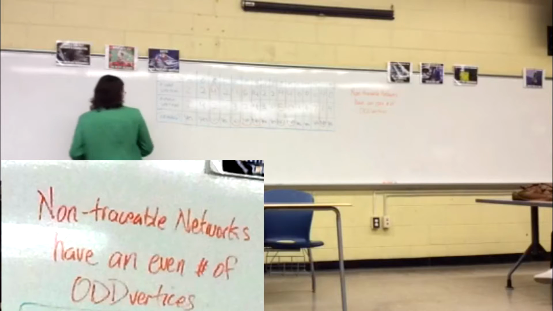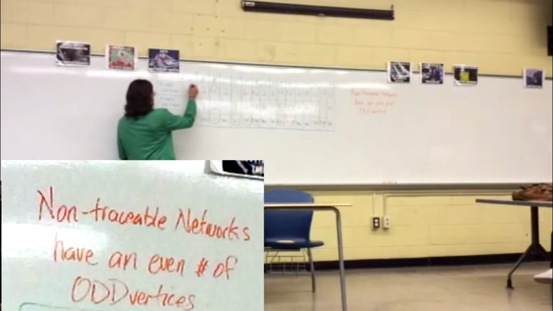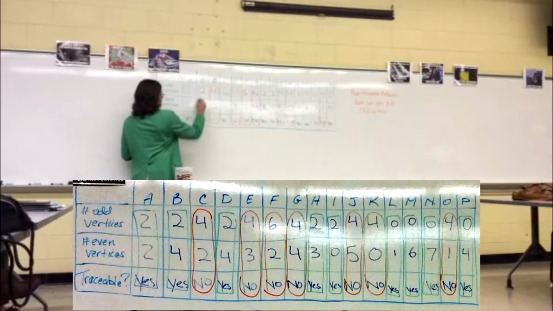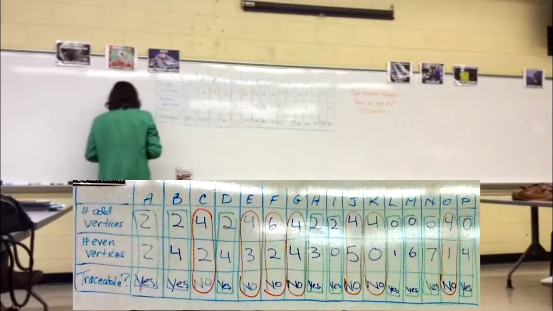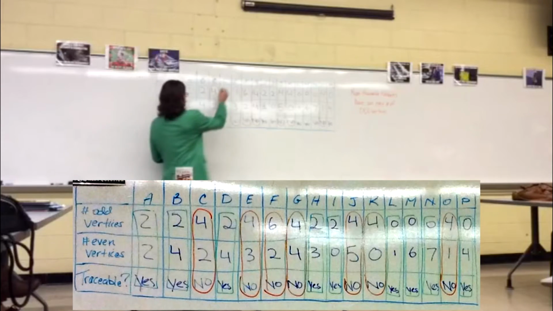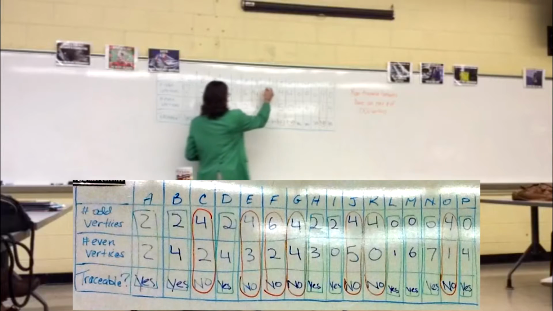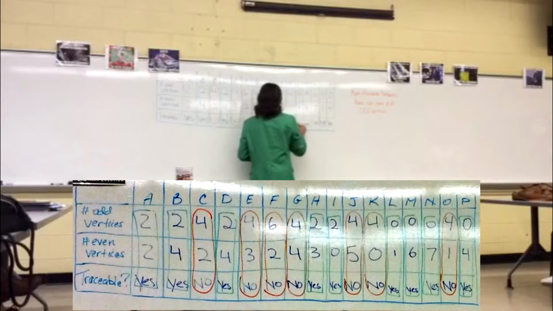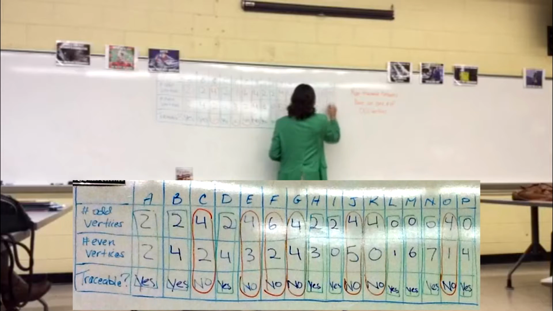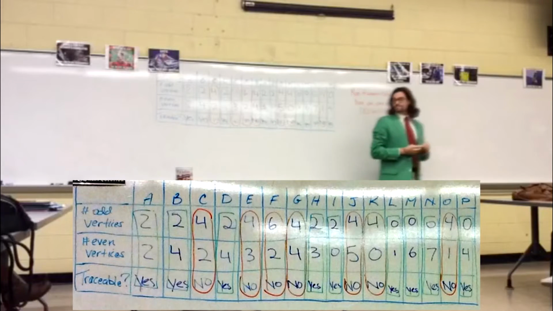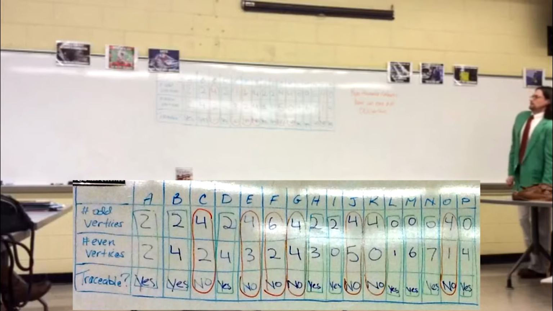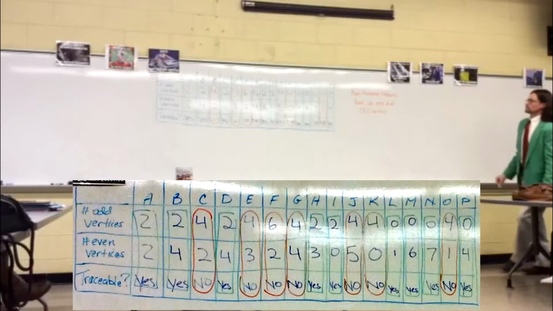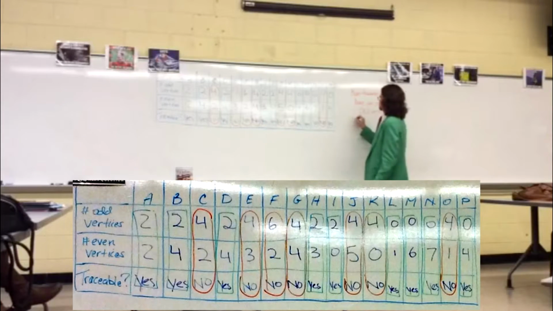Oh, there are a lot up here if I just open my eyes. Here's your yeses. Yes, yes, yes, yes, yes, and yes. Anything in green for traceable networks? All the odd vertices are less than 2.